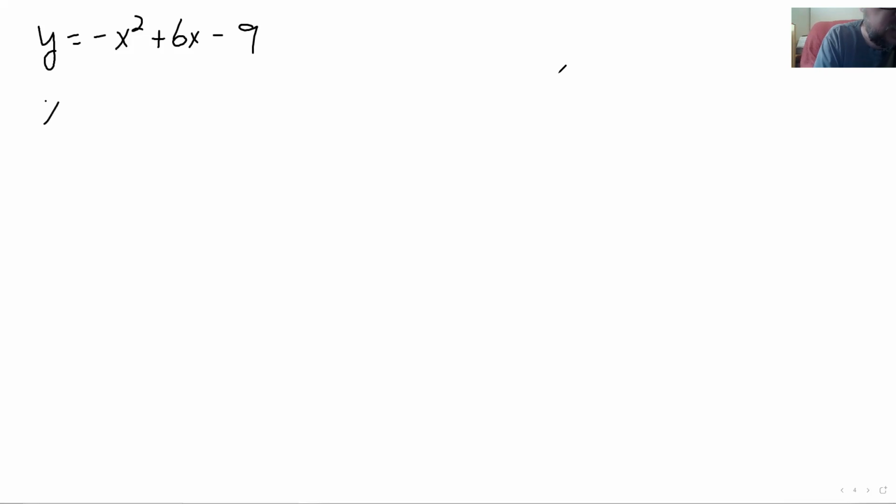So we're going to have x equals minus b over 2a, which is minus, b is 6, over 2 times minus 1. Did I make this one 3 again? I did. Well, minus 6 over minus 2 is 3.